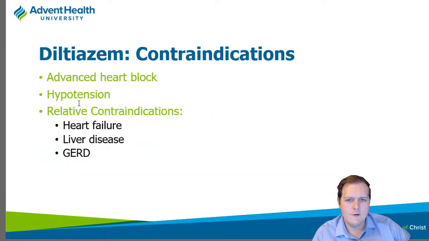So a lot of issues here. So in terms of contraindications, what you'd expect to see are things like advanced heart block, because obviously it's going to worsen that, hypotension, and then some relative ones you want to watch out for include things like heart failure, liver disease, and GERD, right? Because all those things can be exacerbated by the addition of diltiazem.